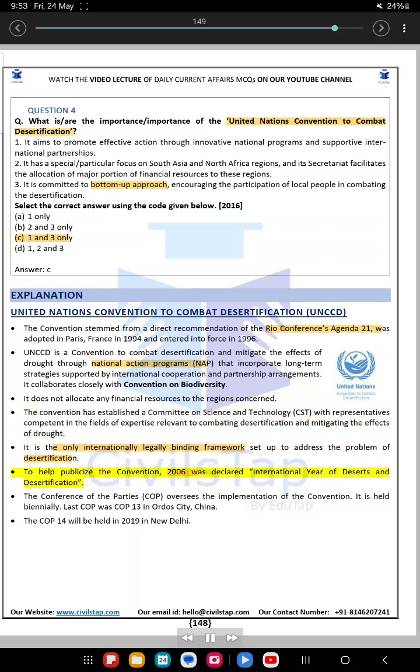To help publicize the convention, 2006 was declared International Year of Deserts and Desertification. The Conference of the Parties (COP) oversees the implementation of the convention. It is held biennially. Last COP was COP 13 in Ordos City, China. The COP 14 will be held in 2019 in New Delhi.